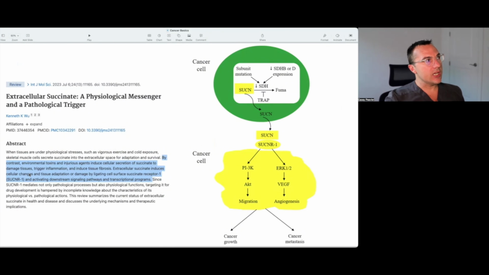And then succinate, the other major oncometabolite, is also at play here. It can lead to both stabilization of hypoxia-inducible factors and metabolic reprogramming, but it can also have effects on cell migration and making new blood vessels, which can lead to cancer growth and metastases.